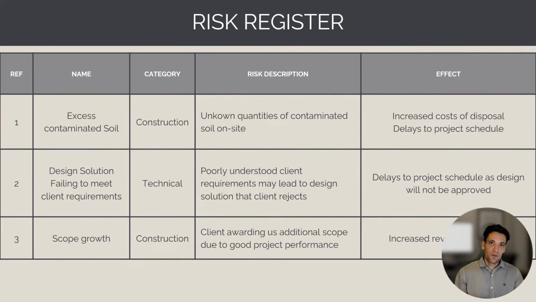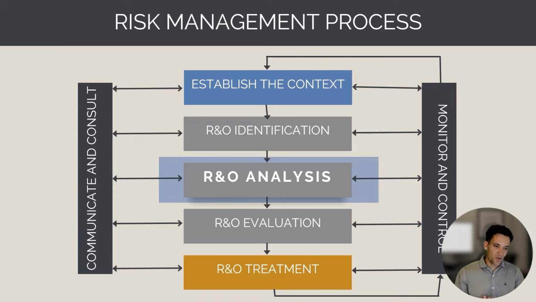The output of the identify risk process is going to be the risk register. This is where we document all of the different types of project risks we're exposed to. So for example, the excess contaminated soil, the design solution failing to meet the client requirements, or additional scope that we haven't budgeted for. We'll categorize these risks, we'll describe these risks, and we'll talk about the effect. Then we need to analyze these risks. So we've identified all the sources of uncertainty that matter. Now we need to analyze them.